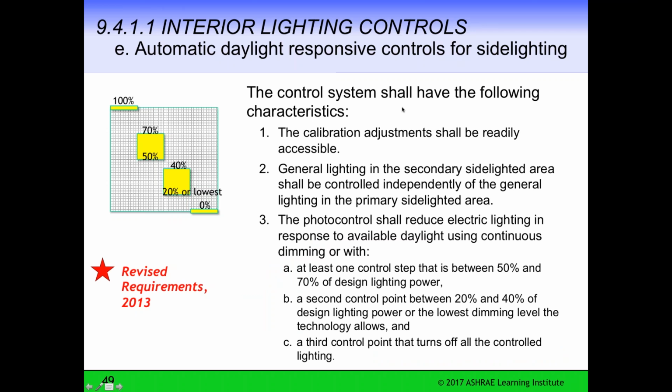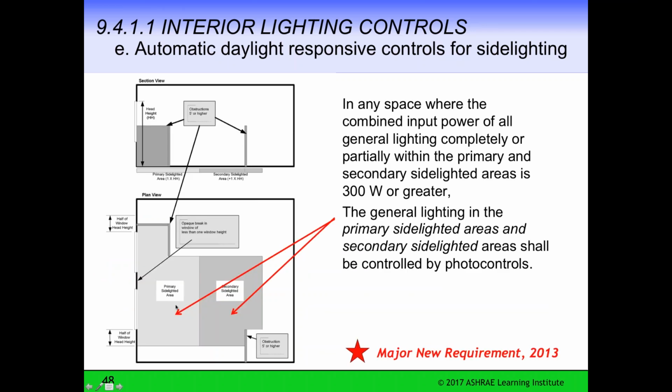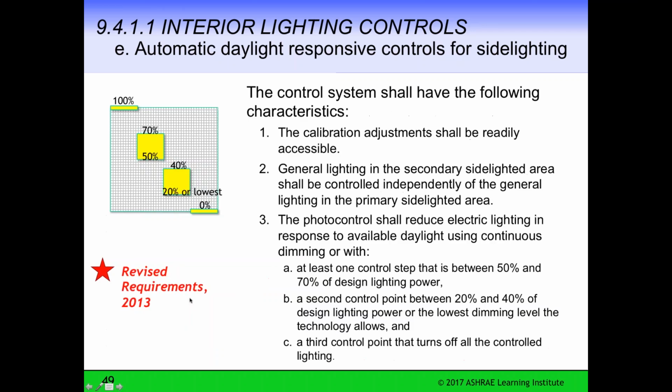Furthermore, the control system for the side lighted areas shall have the following characteristics. The calibration adjustments shall be readily accessible in the space. The general lighting in the secondary side lighted area shall be controlled separately and independently from the general lighting in the primary side lighted area. That shows you the 2 areas.